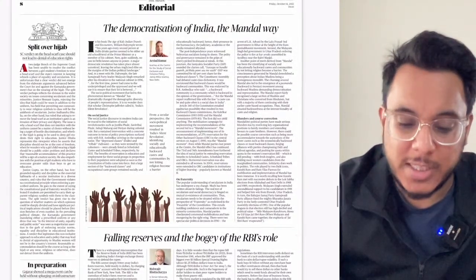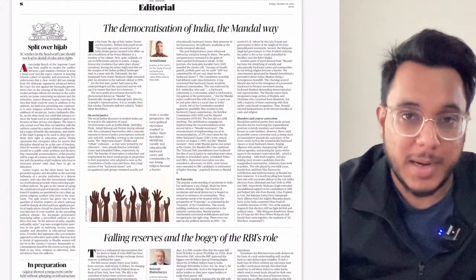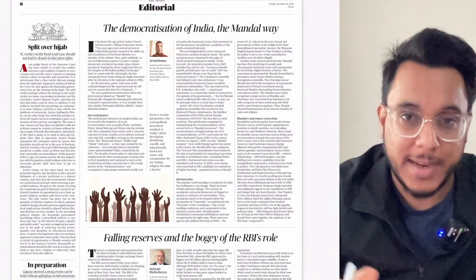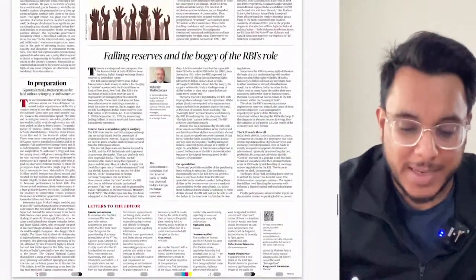Fine. Then moving to the editorial page. In the editorial page, the first article, democratization of India, the Mandal way. The article talks about the social justice initiatives that have been taken after independence. We'll see this article. Then the next one, finding reserves and the bogey of the RBI role.